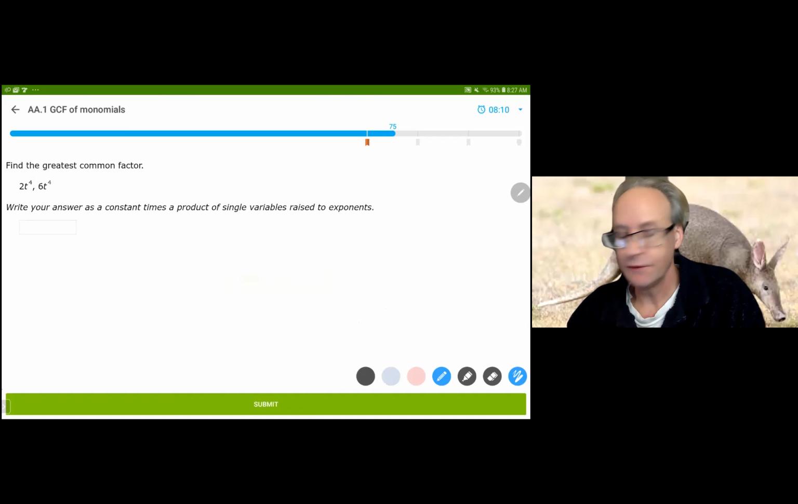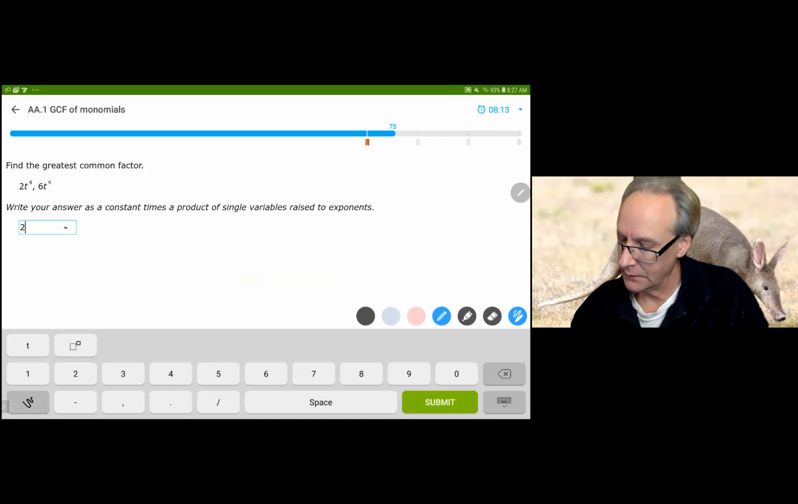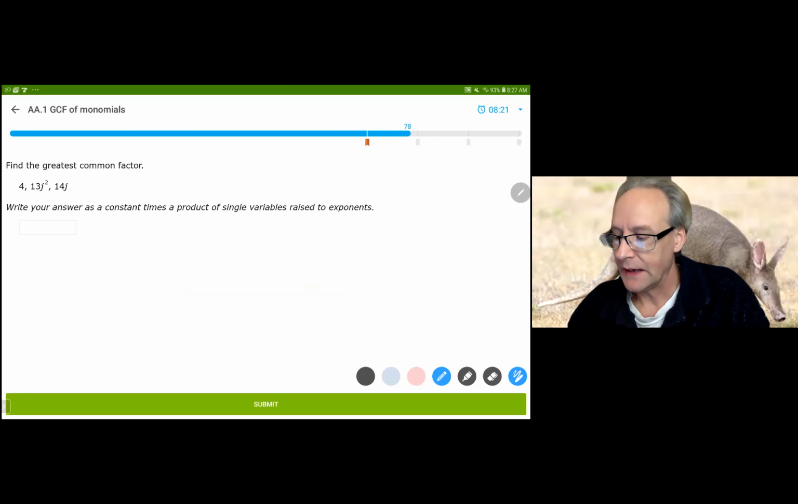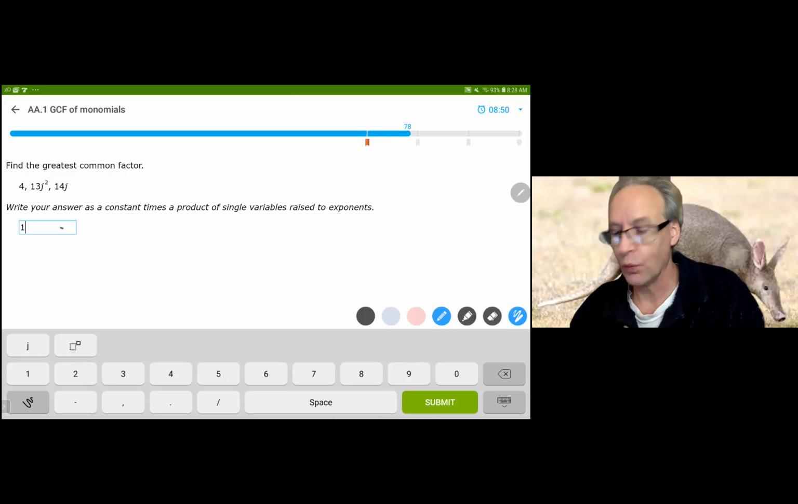Let's see. We have a 2t to the fourth in both. Ooh, I said fourth. There we go. And we have a 4, a 13, and a 14. Now, this can be very confusing for people, but notice that the 4, the 13, and the 14 have no common factors other than 1. 13 is a prime number. That means only 1 and 13 are its divisors. We're also looking for a factor that has a j. Well, the first one doesn't even have a j. So the greatest common factor is 1.